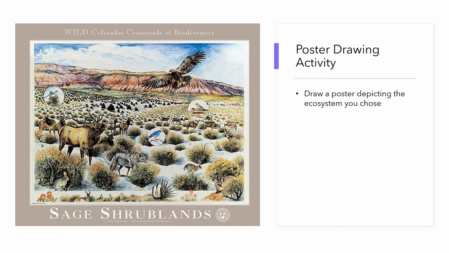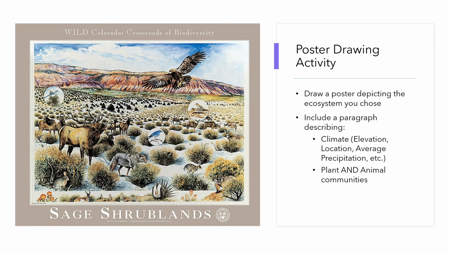So you're going to draw a poster depicting the ecosystem you chose. This is an example for sage shrubland. Now, what I want with your poster is that you show some of the plant life and some of the animals. I'm pointing at the screen, but you can't see that. You don't have to draw everything like this poster shows, but showing some of the things is what I want to look for.